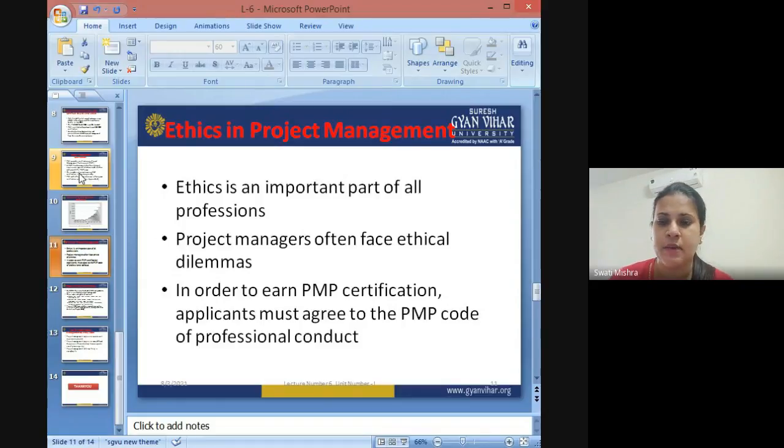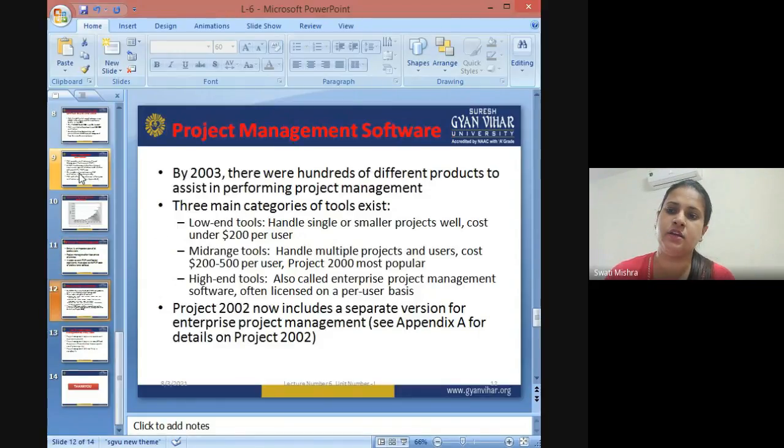So this is about the ethics in project management. Of course, as I've been saying, when I was showing you the scientific methods of timely completion of the project, and making sure that the project is completed efficiently and effectively, I, at the start of this session, had shown you Gantt charts, network diagrams, and the software related to project management planning.